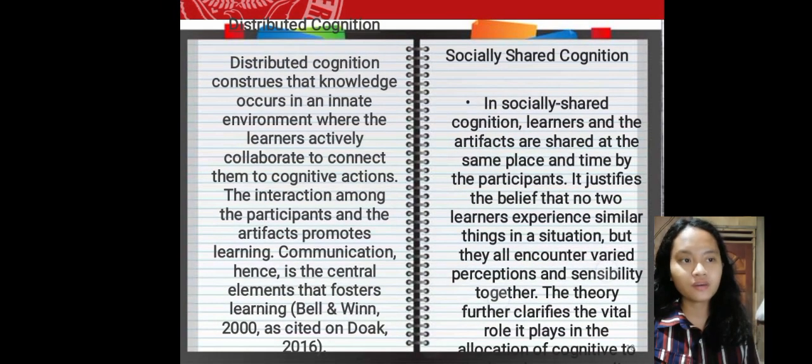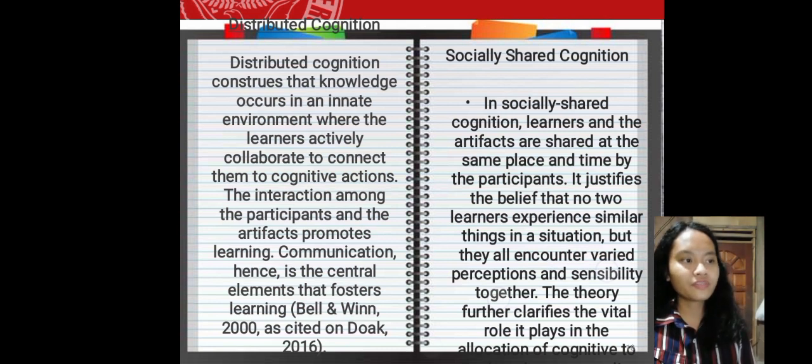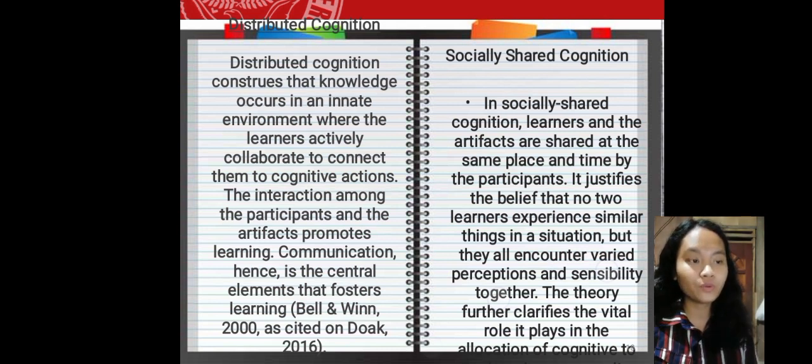So the last theory is socially shared cognition. So this theory implies that in socially shared cognition, learners and the artifacts are shared at the same time, at the same place, by the participants. It justifies the belief that no two learners experience similar things in a situation, but they all encounter varied perceptions and sensibility together.